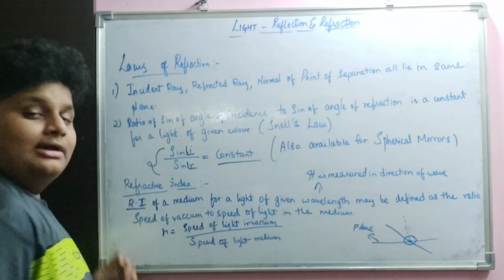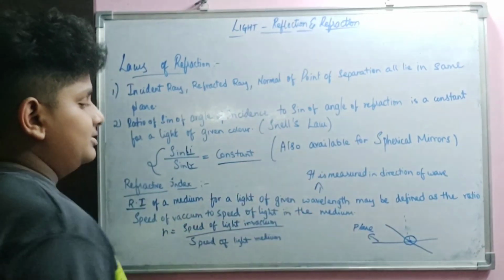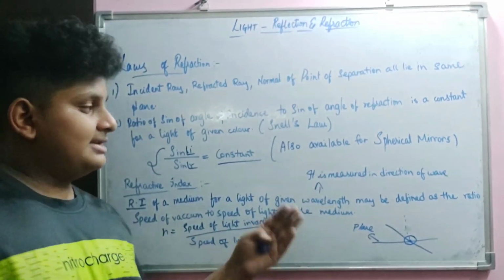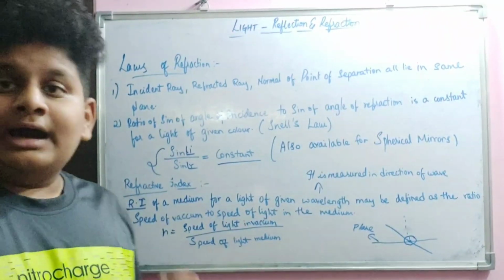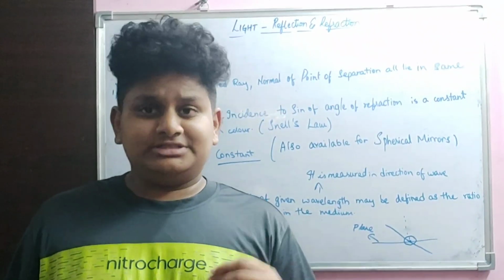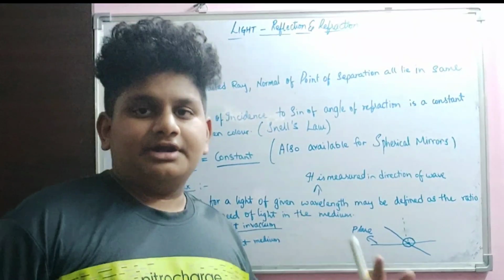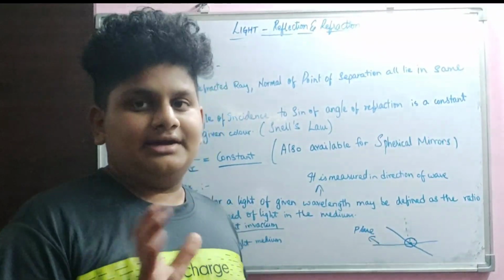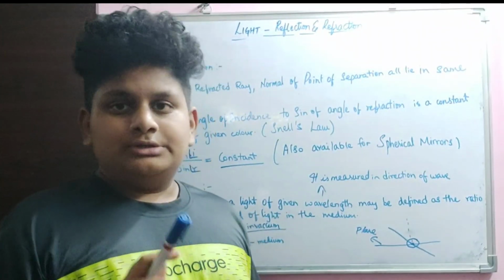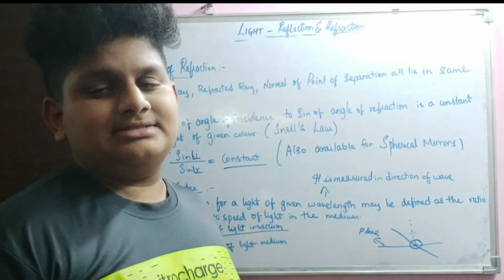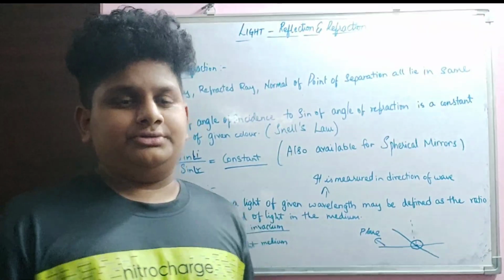The refractive index of a medium for a light of a given wavelength. What is wavelength? Wavelength is measured in the direction of the wave. In higher classes, it is defined as the distance between two consecutive troughs or two consecutive crests, and this is applicable in the higher classes. Don't think this is there in the 10th class. If you want, you can take that, but it is a bit confusing definition.